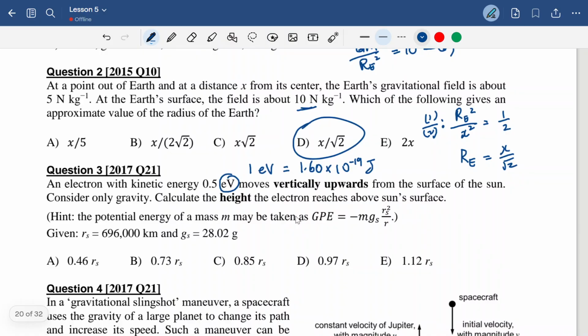Question 3. Conservation of energy. Okay, let me use more space for question 3.